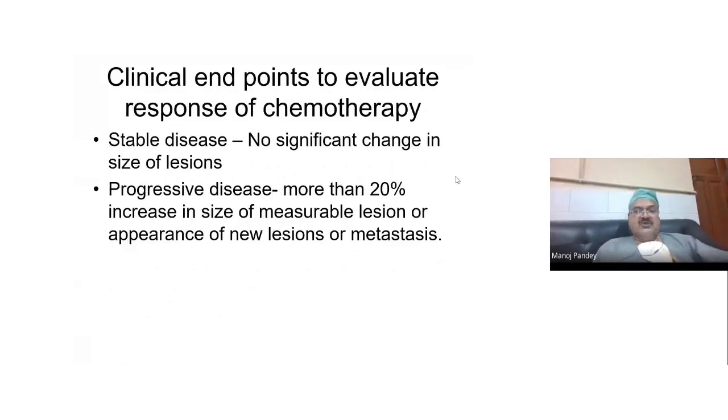Stable disease is when there is no change in the size of the lesion. And if there is an increase of more than 20%, you call it a progressive disease. Or if there is a new lesion or a metastasis that appears, again you call it a progressive disease. So if a 10 centimeter tumor becomes 12 centimeters, you call it progression. Or if a metastasis or a new lesion appears, then also you call it disease progression. So basically, chemotherapy response is divided into 4 categories: partial response, complete response, stable disease, and progressive disease.